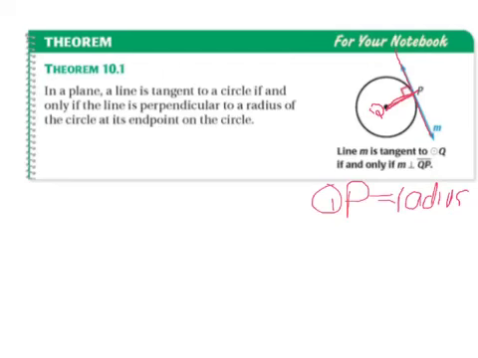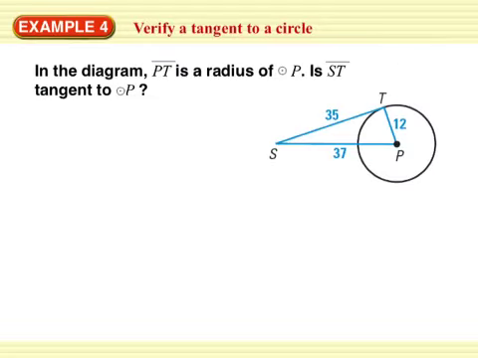In the diagram, PT is the radius of circle P. Is ST tangent to circle P? Okay, this would be my right angle if it is. How do we know if that's a right triangle? Pythagorean theorem will tell us. So if we did 12 squared plus 35 squared equals 37 squared. Let's calculate that really quick.